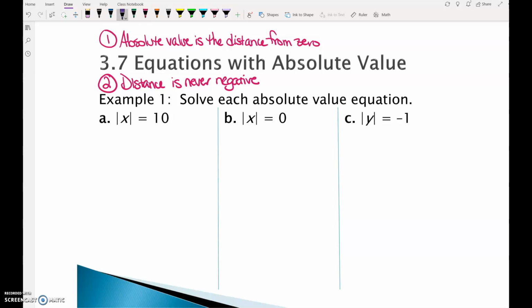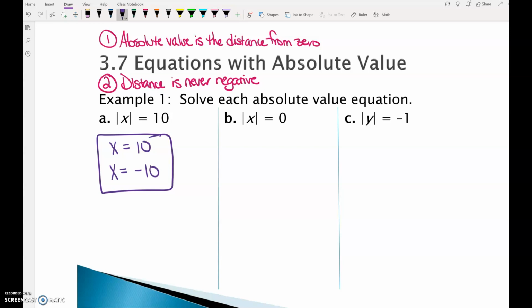So in part A, they're asking the absolute value of x equals 10. They're basically saying, where on the number line are you 10 units away from 0? You're 10 units away from 0 at 10. Where else on the number line are you 10 units away from 0? At -10. This type of absolute value equation has two solutions, +10 and -10.